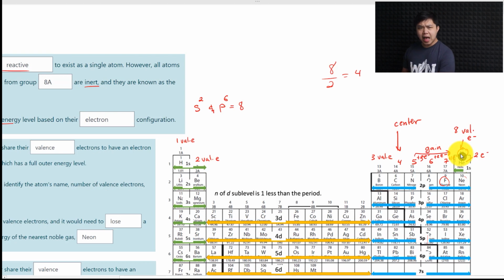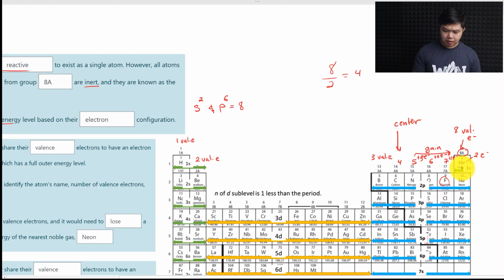Now, what if it's less than 4? So in this case, we have 3, 2, 1. So in this case, instead of going forward and gaining electron, we will lose the outermost shell and become one of the previous noble gas. That's the better way to do it, okay?